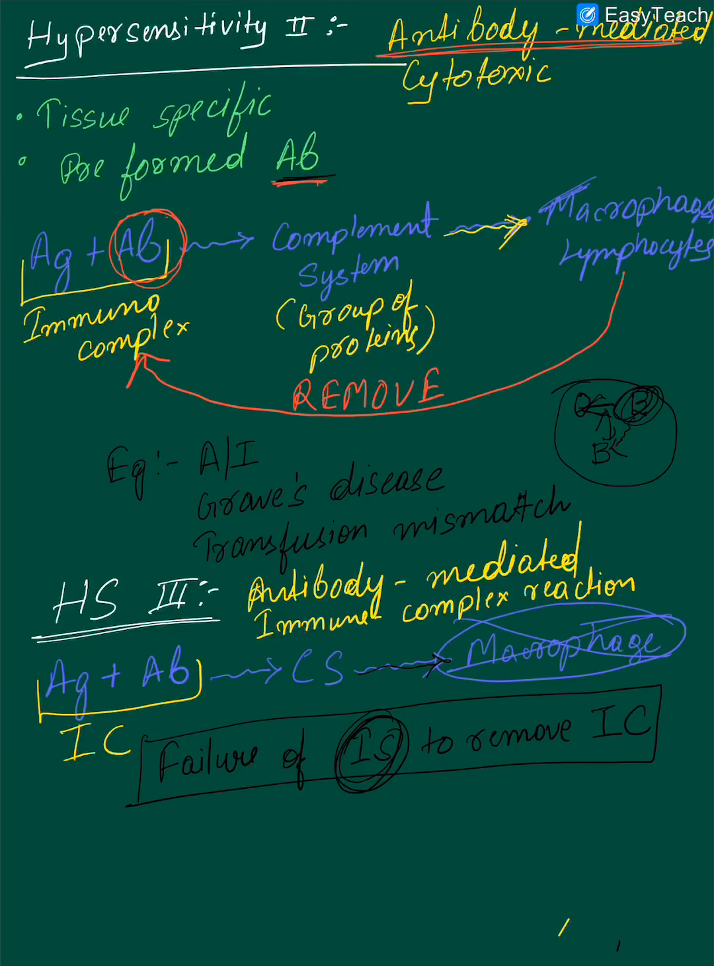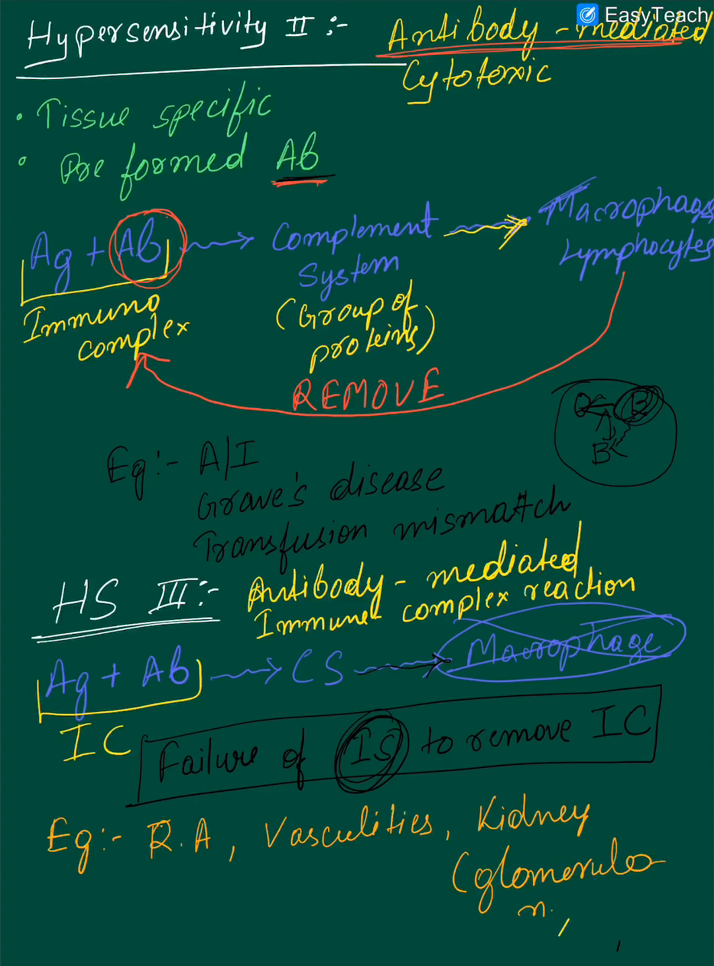Now we will go further for the examples of this. These are mainly found in the joints, that is arthritis or rheumatic arthritis. We can find these in rheumatic arthritis, hypersensitivity type 3. Then in small blood vessels, they will be called vasculitis. And in kidney, in the form of glomerulonephritis.